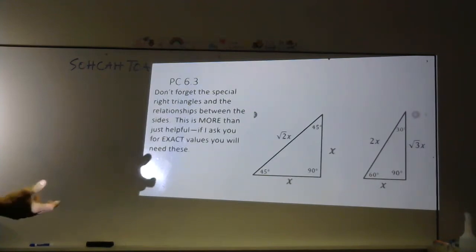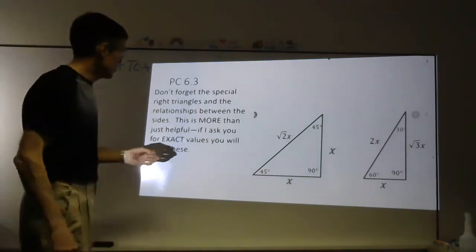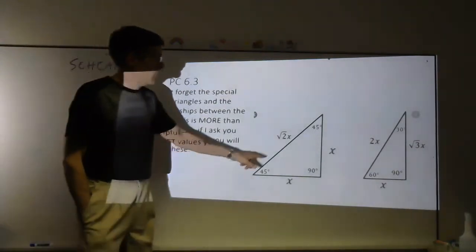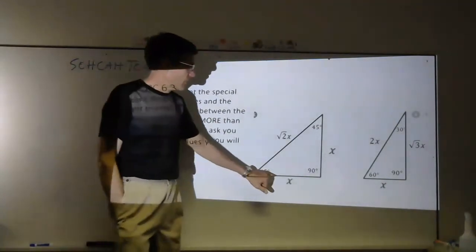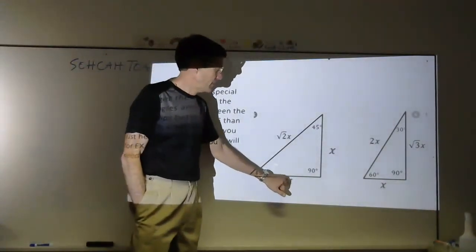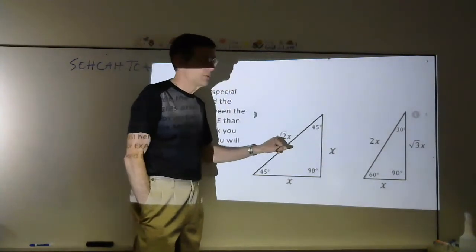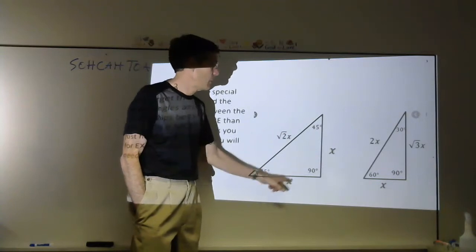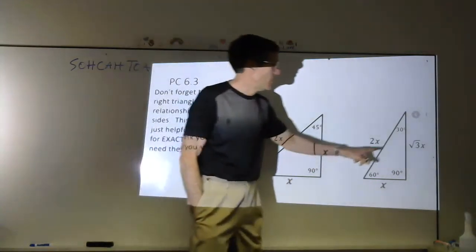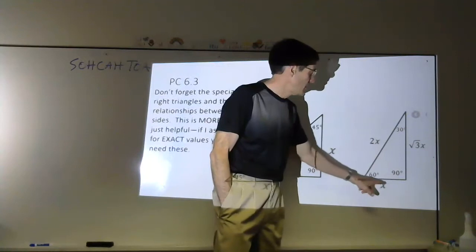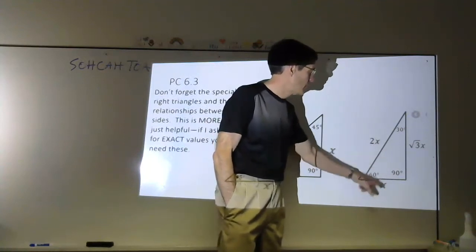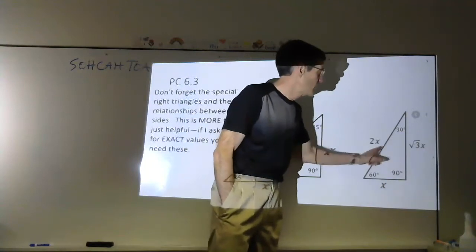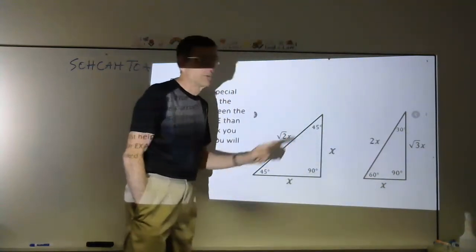Before we actually do, don't forget the relationships between the sides on our special right triangles. Here's a 45, 45, 90. The side relationship is 1, 1, root 2. In other words, the hypotenuse is root 2 times the leg. Remember, a 30, 60, 90 relationship is 1, 2, hypotenuse twice the little leg, and the longer leg is root 3. So it's 1, 2, root 3, 1, 1, root 2.